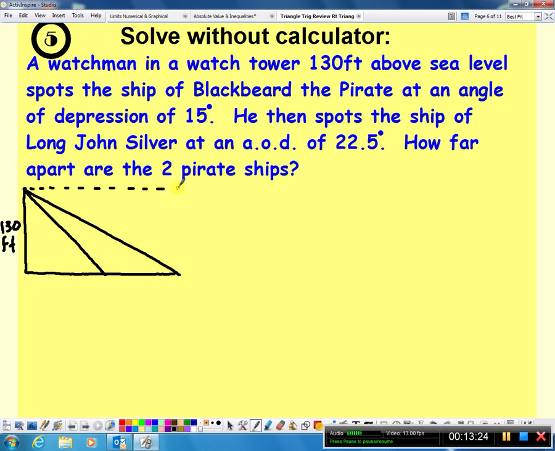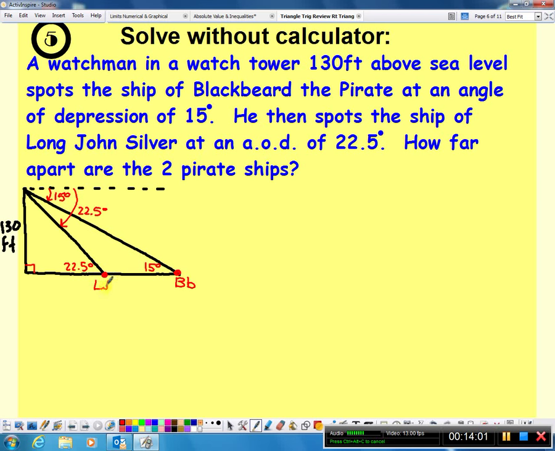The smaller angle of depression is 15 degrees and the alternate interior angle is out here. The larger angle of depression is 22.5 degrees and the alternate interior angle is here. Judging from that, if Blackbeard is spotted at an angle of depression of 15 degrees, then this must be Blackbeard way out here. And then Long John Silver must be actually closer to the lighthouse.